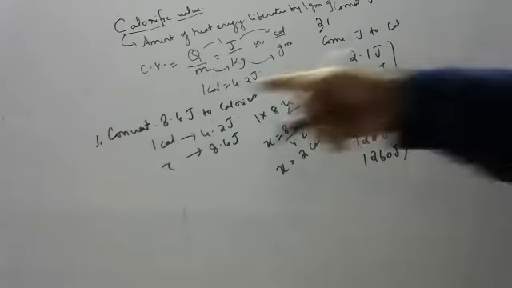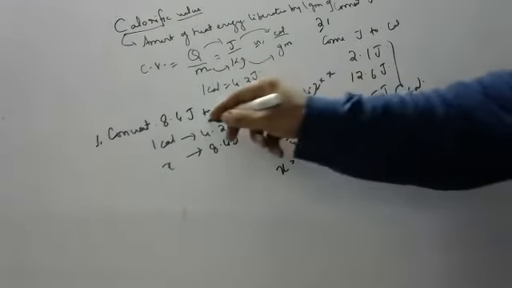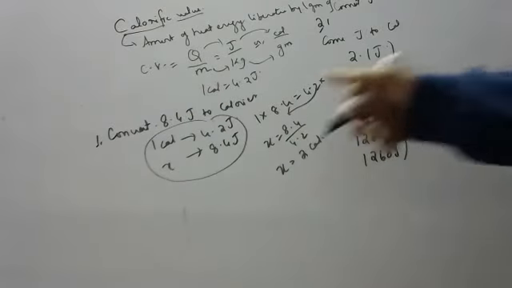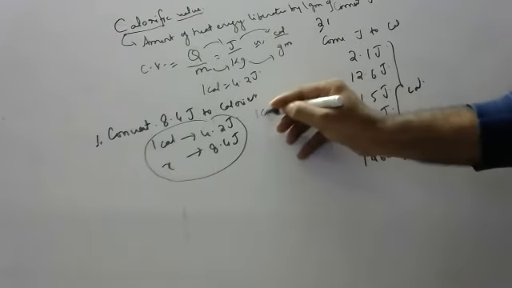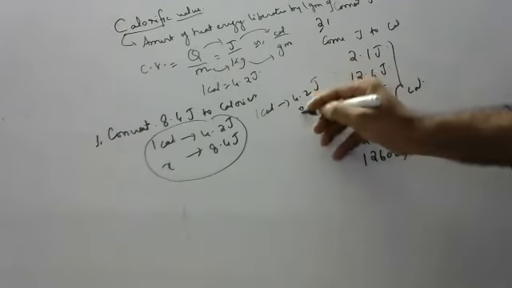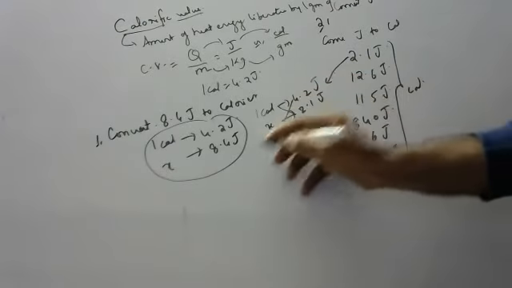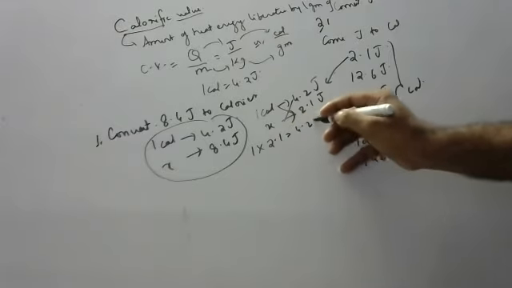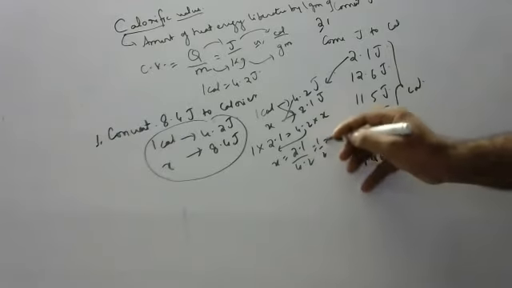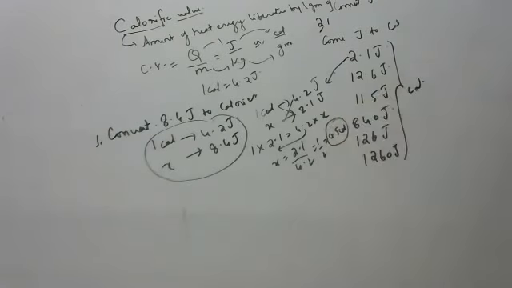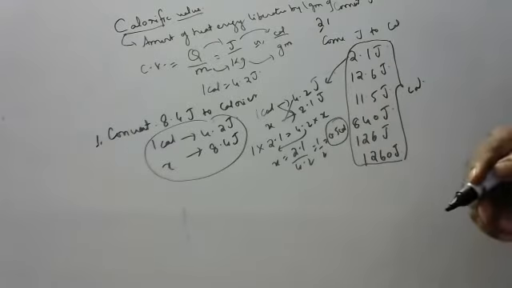Same procedure. Try to do it on your own. 1 calorie is 4.2 joules. Follow the same procedure. Those who didn't understand this sum, one more I will say, try to do it. How do you do it, children? 1 calorie is equal to 4.2 joules. 2.1 joules is equal to how many calories? Cross multiplication: 1 into 2.1 is equal to 4.2 into x. This goes down. x is equal to 2.1 by 4.2, which is 1 by 2, so 0.5 calories. Come on, children, you have to do all the sums on your own. I hope everyone is doing it, children.